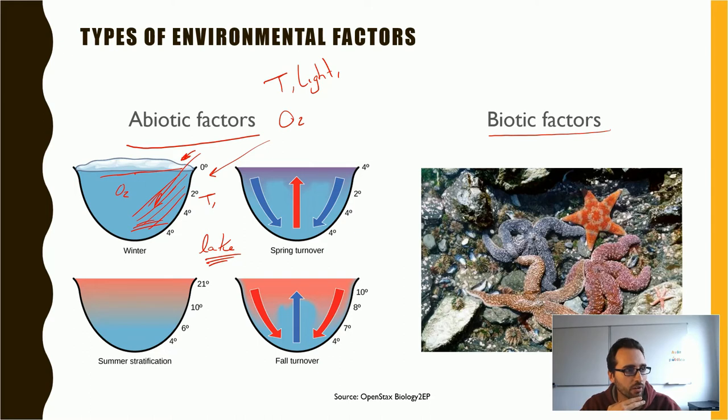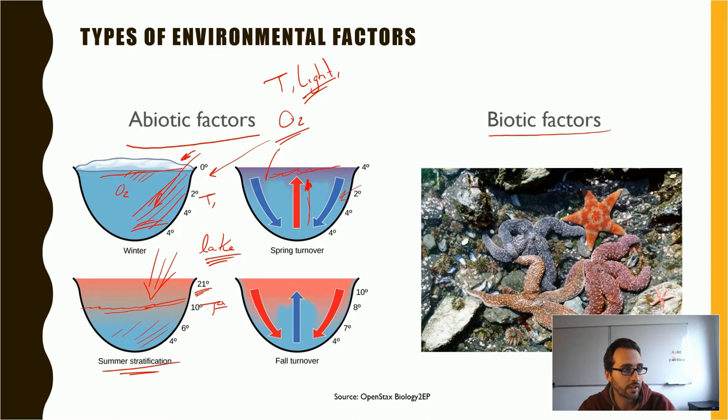But in spring there is a turnover. The heat comes from above, up to the surface of the lake, so the lake becomes warmer at the surface and colder in deeper layers. In the summer there is a stratification because the temperatures vary a lot, as we have a lot of heat. We can reach 21 degrees at the surface, whereas deeper down the temperatures are colder. There is a gradient of temperatures here, and in the fall there is a turnover again to recover the first step. So in this case we've got temperature, and light varies with seasons as well as temperature.